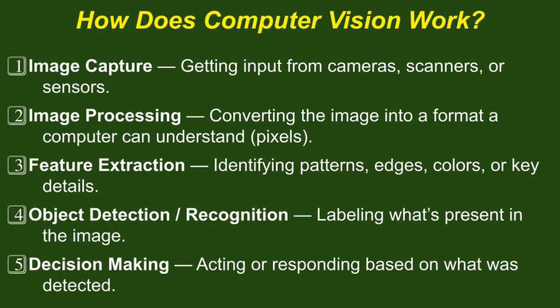Just like humans use their eyes and brain together, a computer uses a camera as its eyes and AI algorithms as its brain. First, it captures an image. Then it processes it and looks for important features like lines, edges, or colors. Next, it identifies what's in the image, maybe a person, or a car, or a traffic light. And finally, it takes an action, like stopping a car or unlocking your phone. That entire process, from seeing to acting, is what we call computer vision.